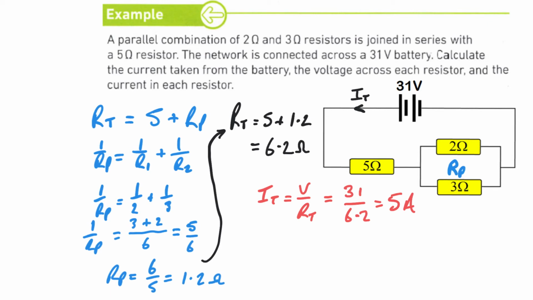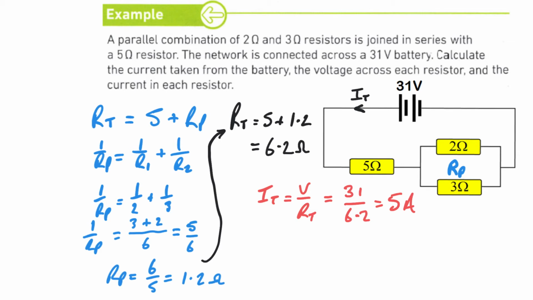So what about the voltage across each resistor then? Now, by far the easiest way to do this is to say, well, this 5 amps flows entirely through this 5 ohms here. So we could use Ohm's law with the current and the resistance to get the voltage across this gap. See if you can do that for me.